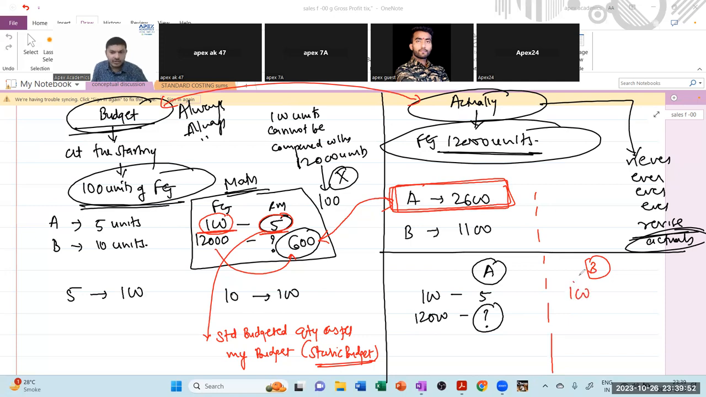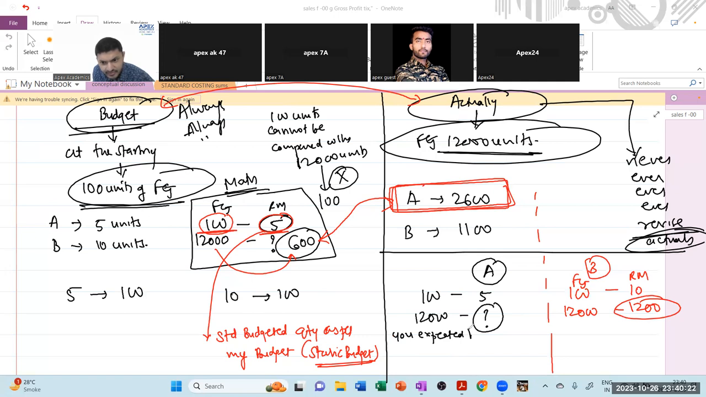For making 100 units of finished goods, I require 10 units of raw material B. So for making 12,000, how many will I require? The answer is 12,000 multiplied by 10 divided by 100. Your answer will be 1200. So here I would like to write some statements down for you to probably get a better hang on something.